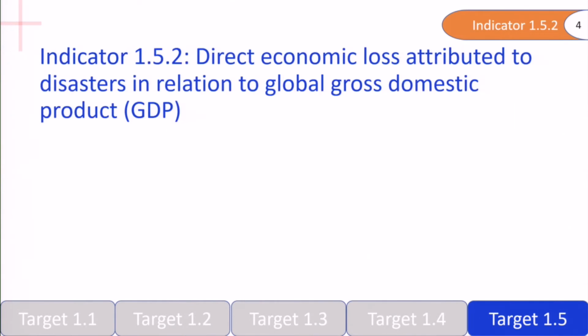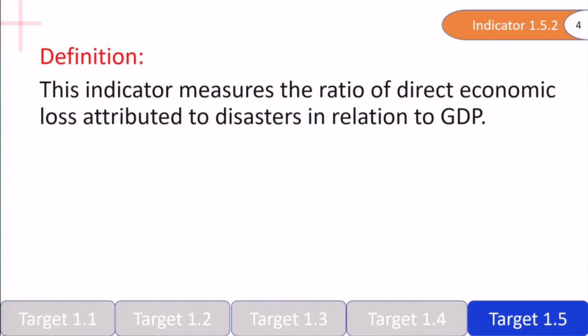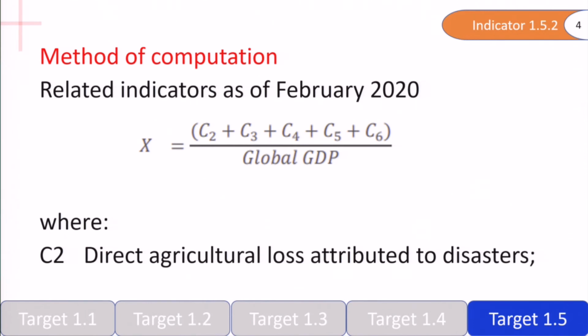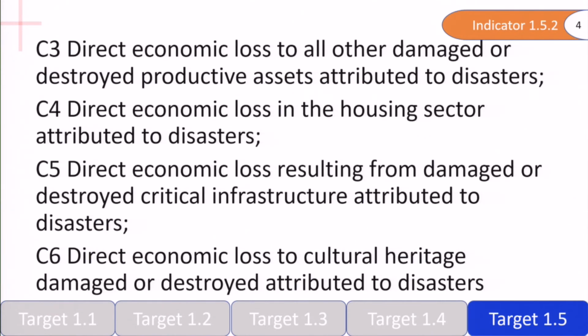100,000 people. Next, coming to the second indicator, 1.5.2, it talks about the direct economic loss attributed to disasters in relation to GDP. The definition is the ratio of direct economic loss. The method of computation is given as x equals C2 plus C3 plus C4 plus C5 plus C6, divided by the global GDP, where C2 is the direct agricultural loss, and C3 is the direct economic loss because of damaged or destroyed assets attributed to disasters.